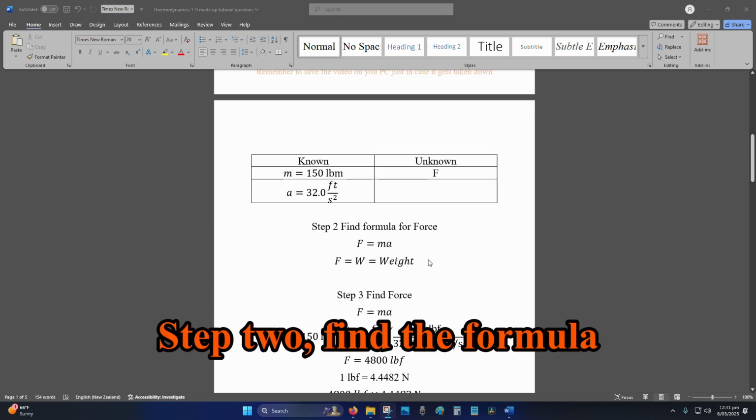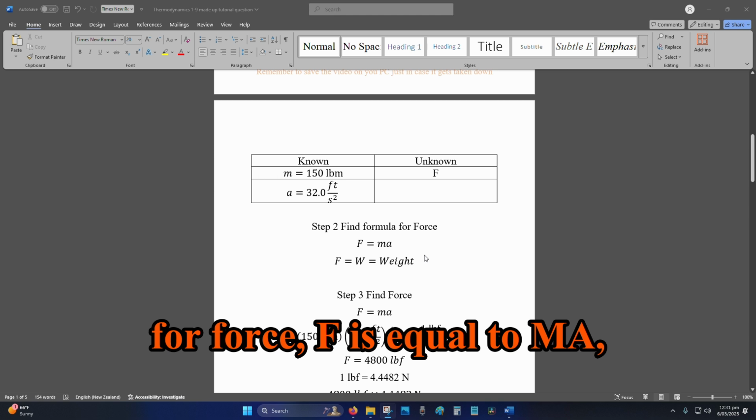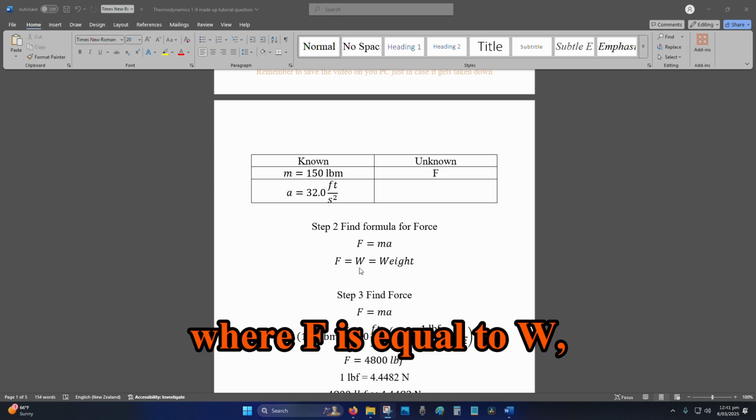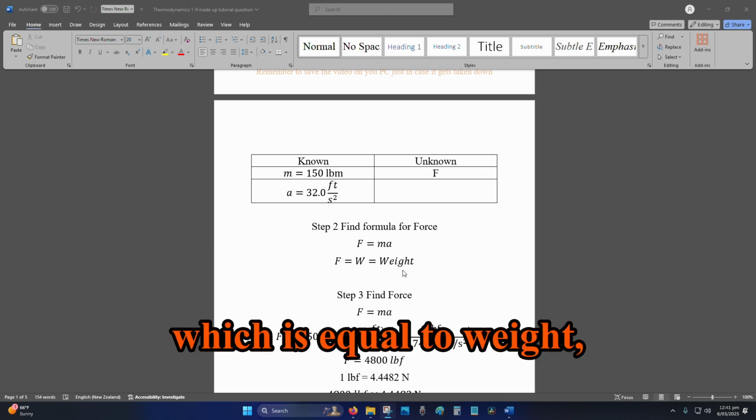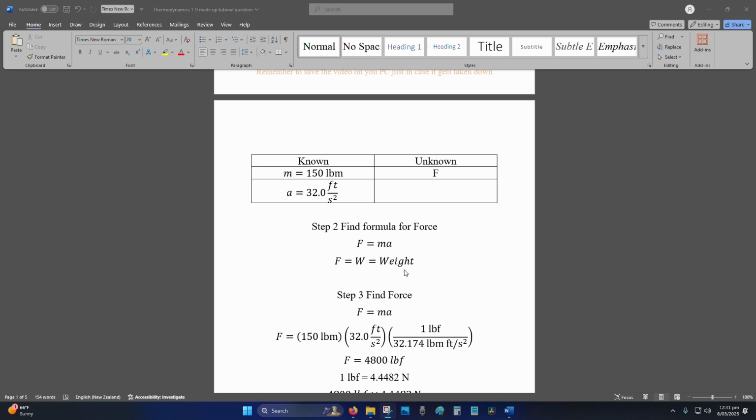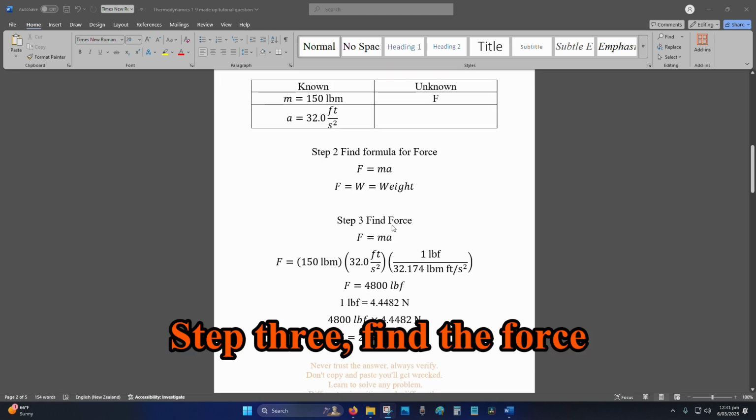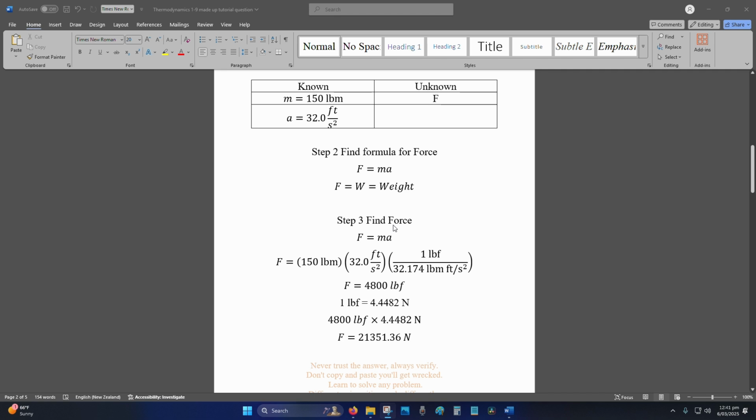Step 2, find the formula for force. F is equal to ma, where F is equal to W, which is equal to weight, which is what we're trying to find. Step 3, find the force because everything's given.